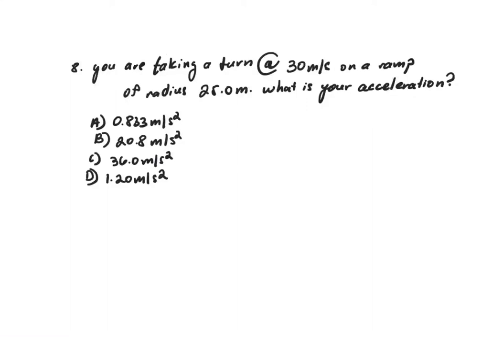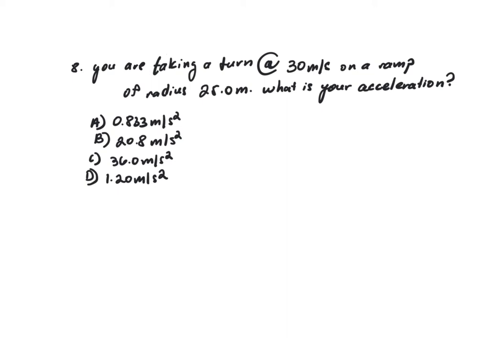Hello. So we're now gonna finish test 1 on question number 8. Question number 8 states you are taking a turn at 30 meters per second on a ramp of a radius of 25 meters. What is your acceleration?